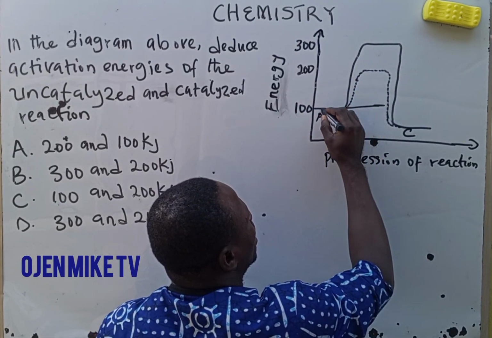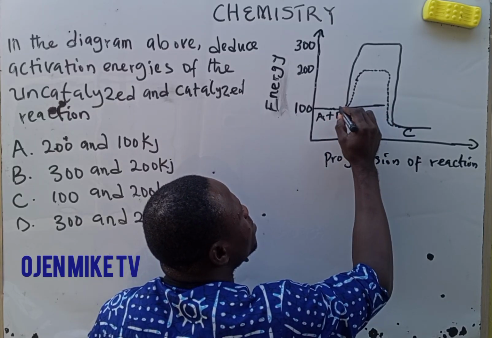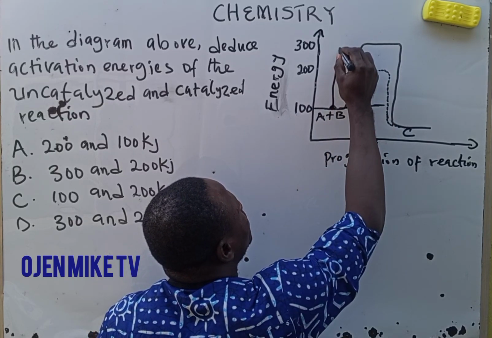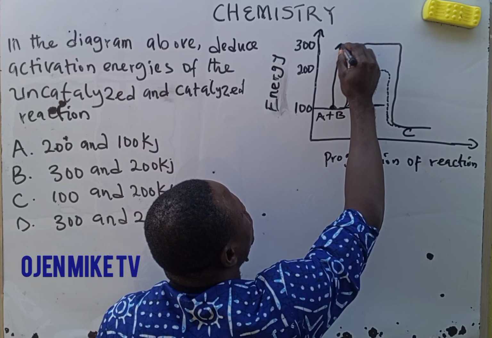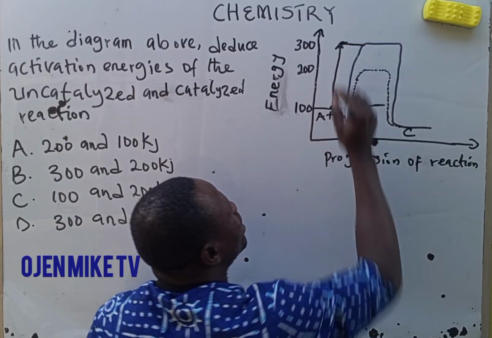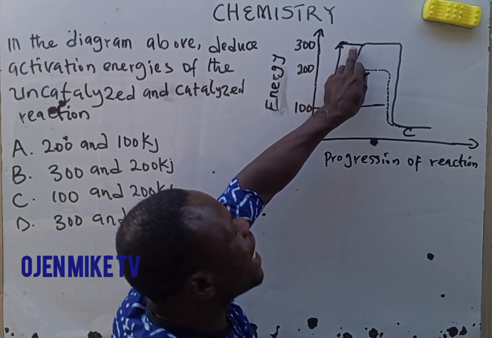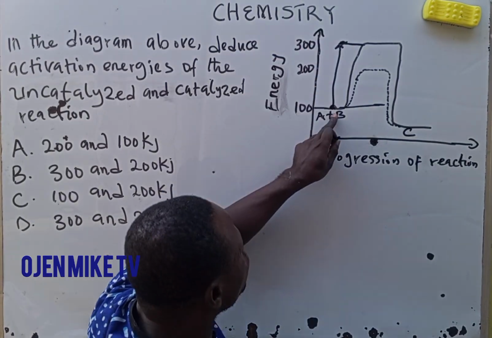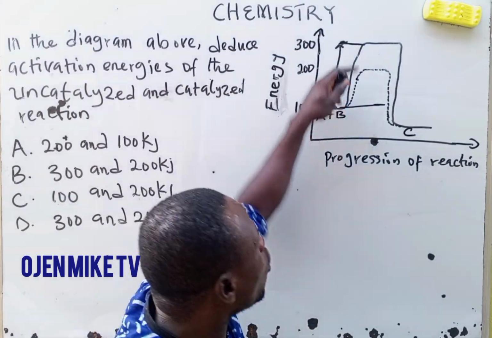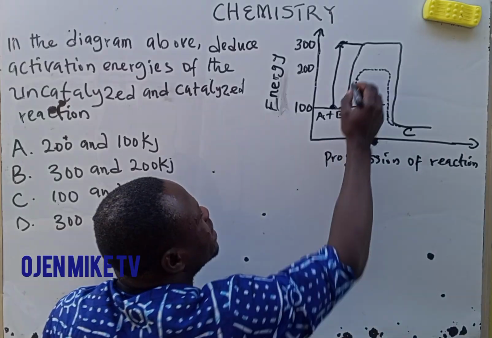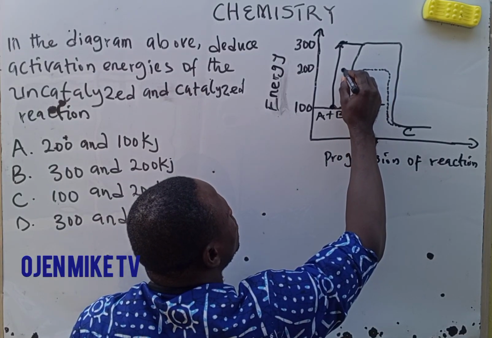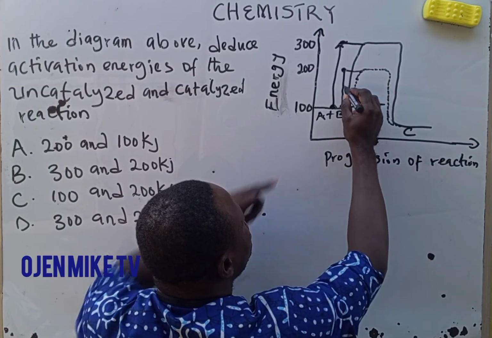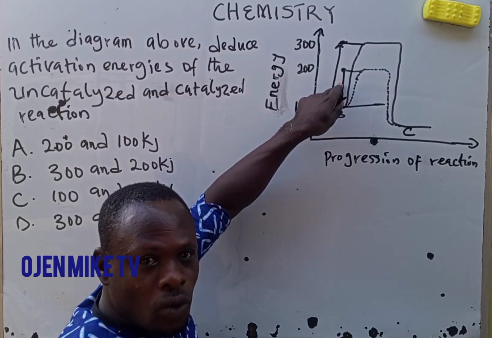Now, when catalysts have not been added, you can see that between the reactant, look at the reacting particle here, from here to this end point, look at this end point here. That is where the activation energy is. Between here, from this 300 to this 100, that is the activation energy of this first one. While the second one, from here to this side, this is the activation energy of the second one.